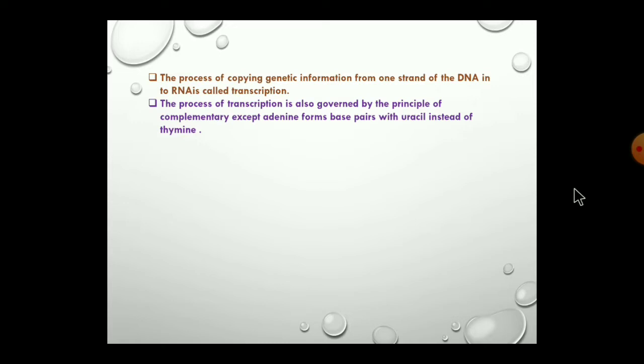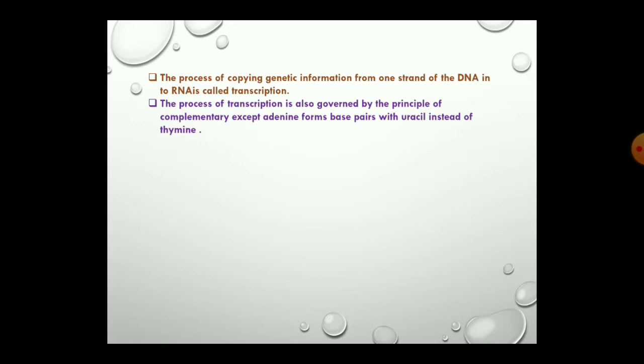What is transcription? The process of copying genetic information from one strand of DNA into RNA is called transcription. You already know that DNA is made up of two strands. Out of the two strands, only one strand is involved in synthesis of RNA by the process called transcription. When you look at the nitrogen bases of DNA and RNA, during the formation of RNA, it follows complementary base pairing.